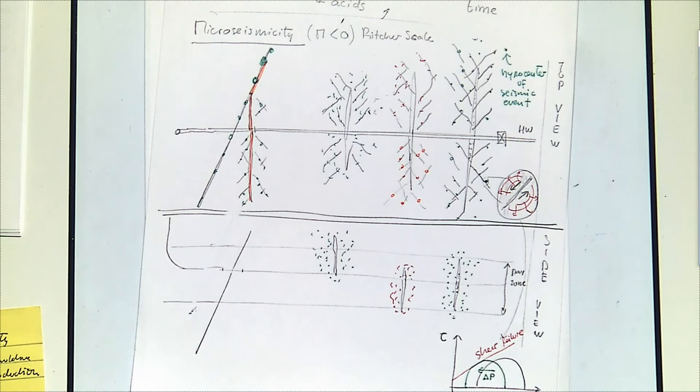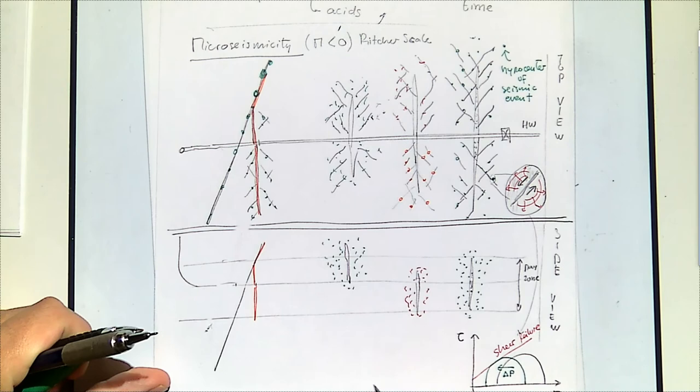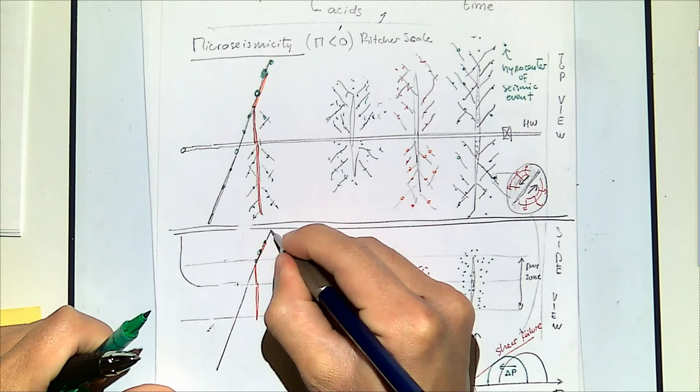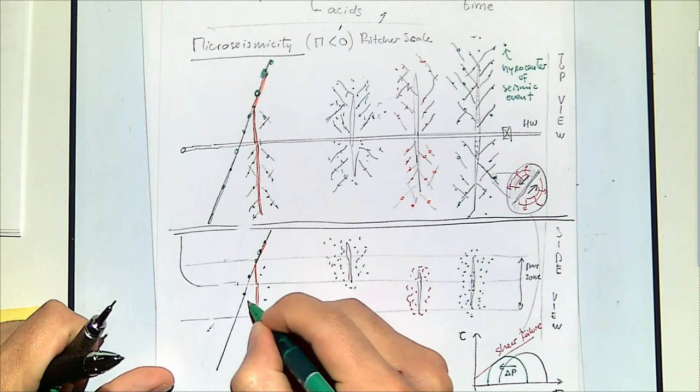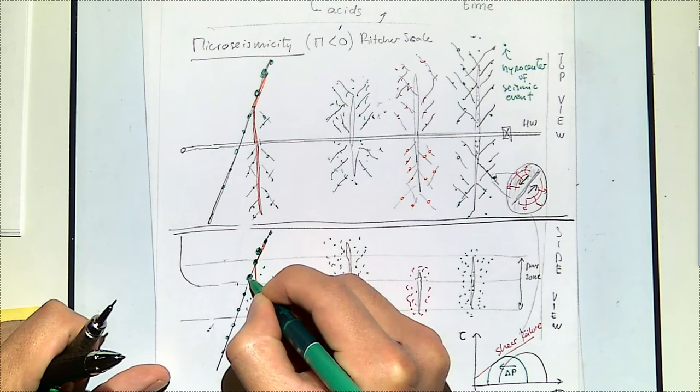Now, the hydraulic fracture goes up to here. It may go underneath the pay zone, and it will create induced seismicity that goes into the fracture close, but also goes a lot into the fault. And the bigger the circle here, the bigger the magnitude of induced seismicity.